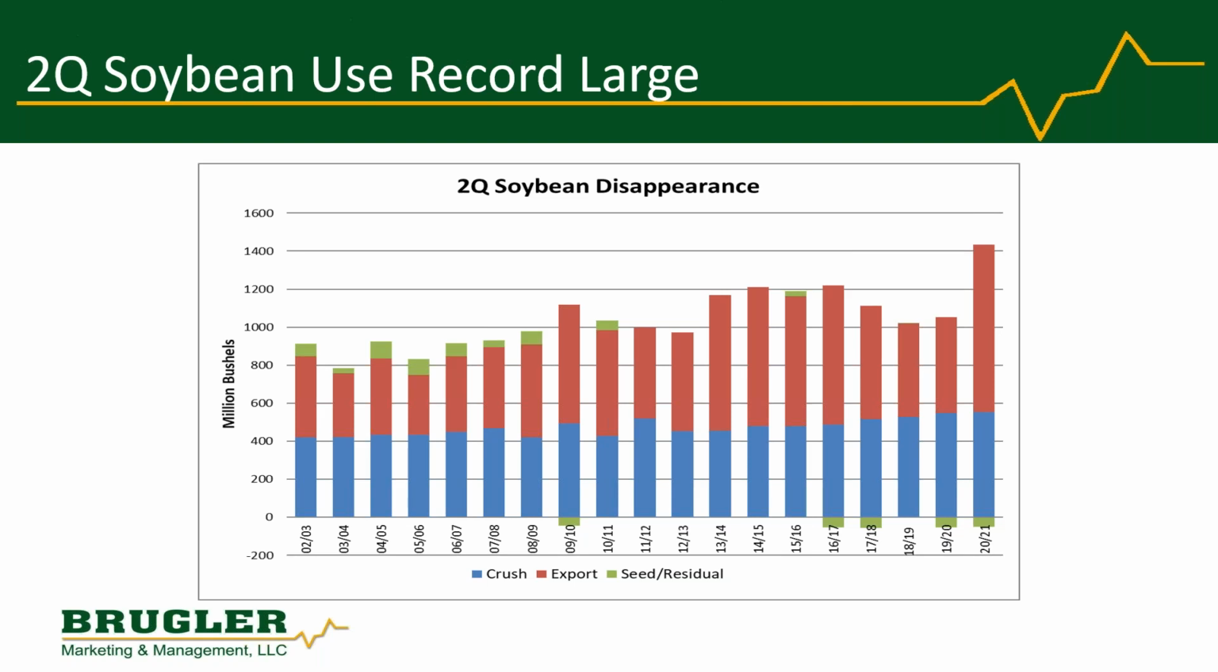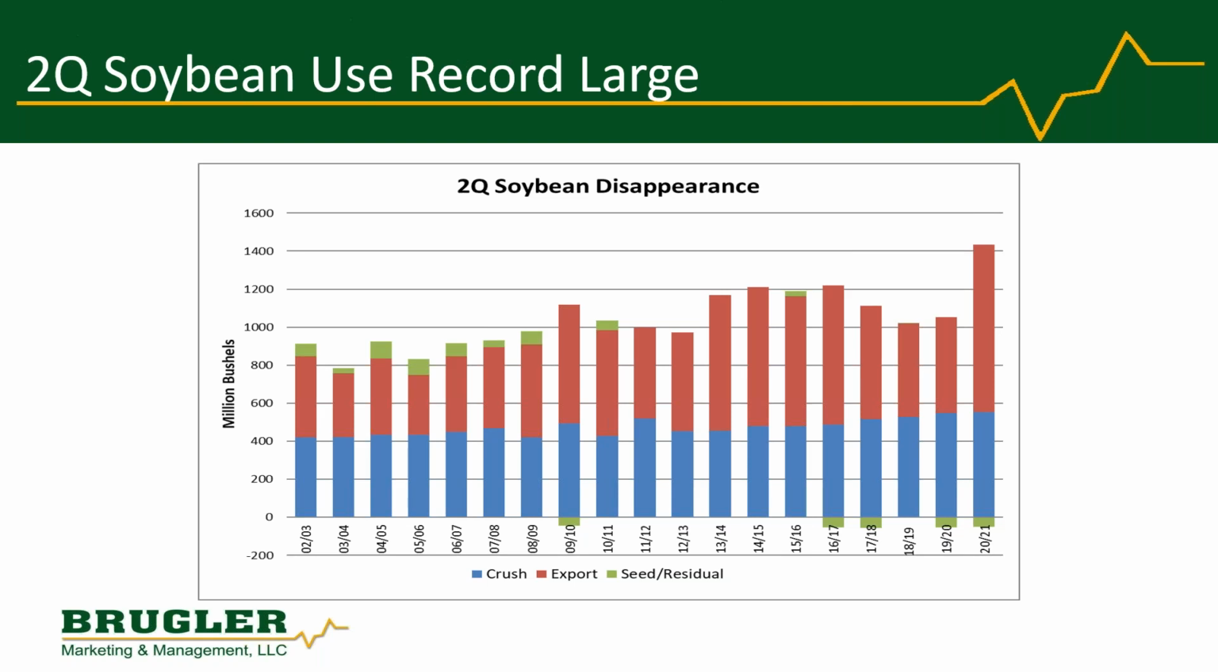The blue lines are a little harder to read. That's the crush line, but that's also a record for the second quarter. We had records in December and January. February numbers will come out, or just did come out this afternoon, but the quarterly number is still a record.